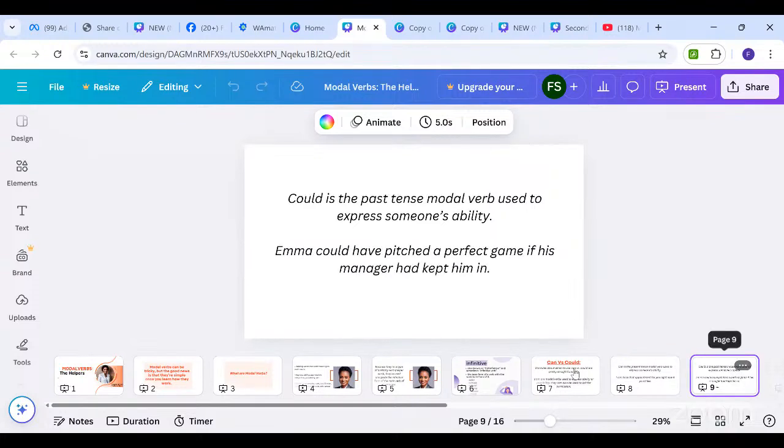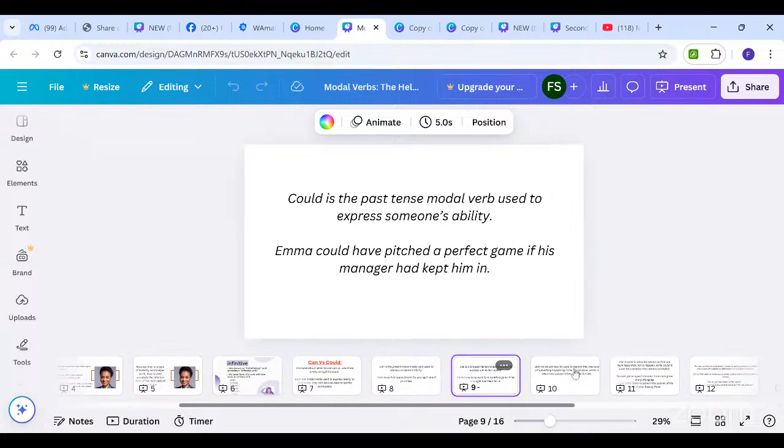Could, like I stated, is the past tense of can. You can also use it to express someone's ability. So Emma could have pitched a perfect game if his manager had kept him in. I can run fast. He couldn't answer the question. I can't promise anything. He could have called to notify his absence. So can and could talk about abilities. And of course, one is present, which is can, and could is past.